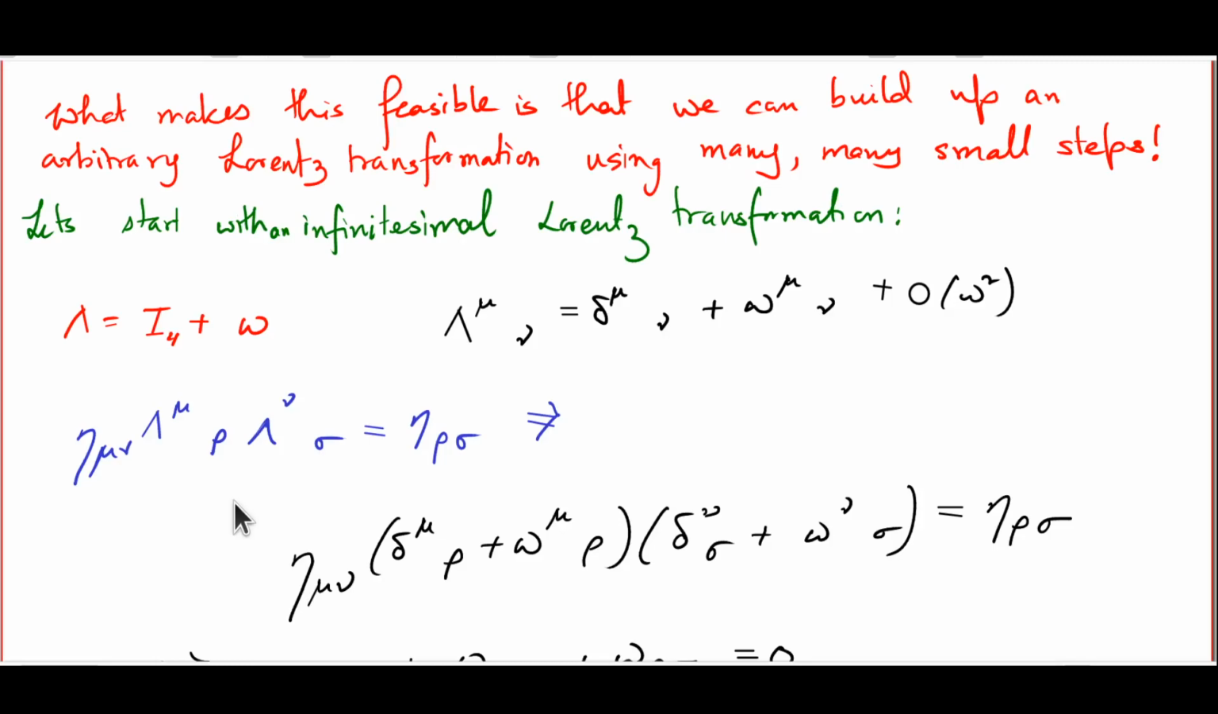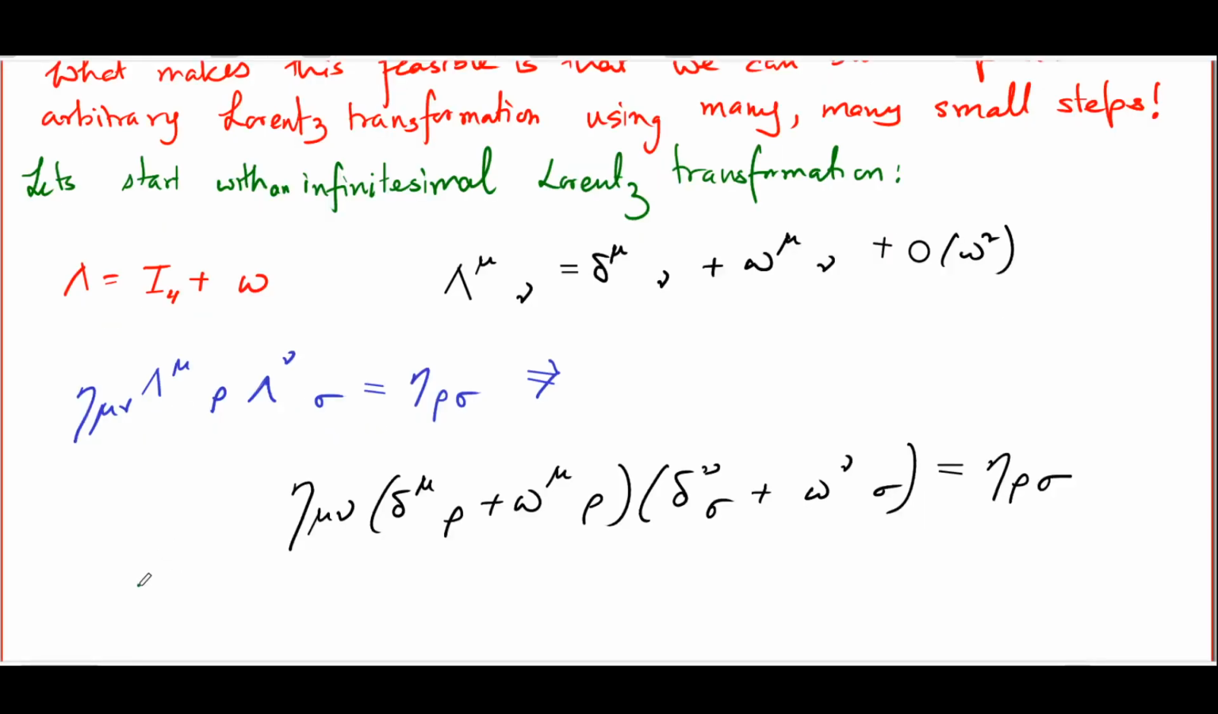Among the other terms, the term independent of omega happens to be eta mu nu delta mu rho delta nu sigma, and by the magic of the delta symbol, this summation simply replaces the mu everywhere by a rho and the nu everywhere by a sigma, so you are left with eta rho sigma as the first term on the left hand side.